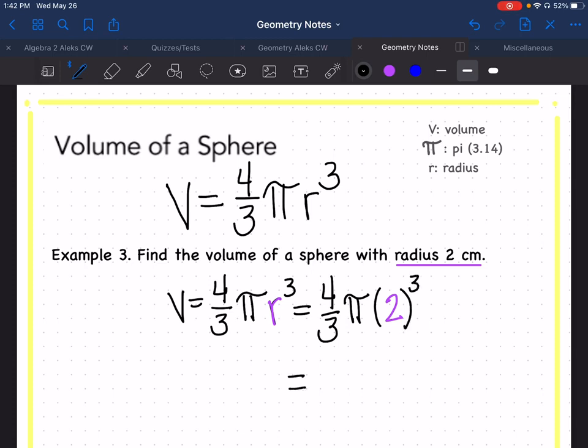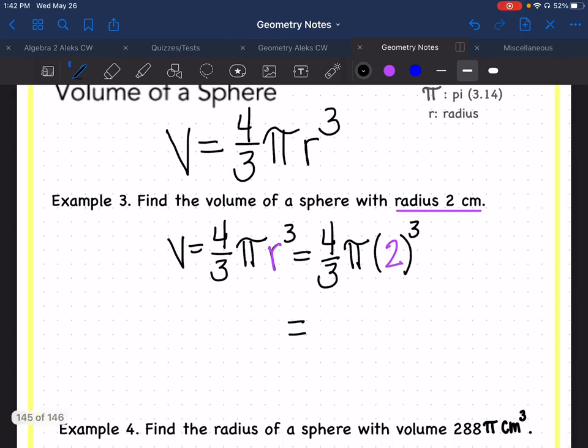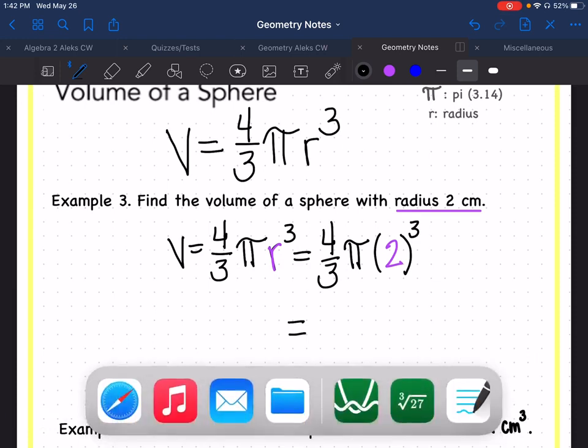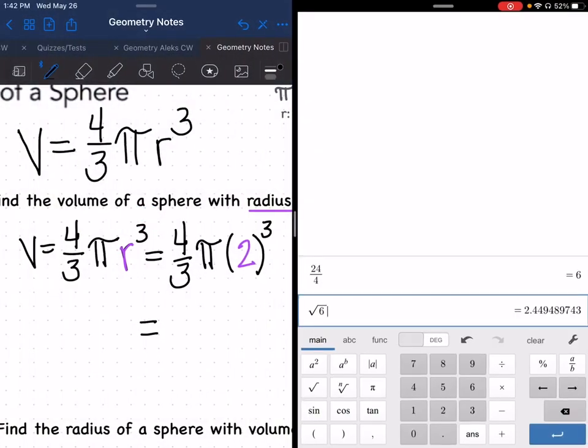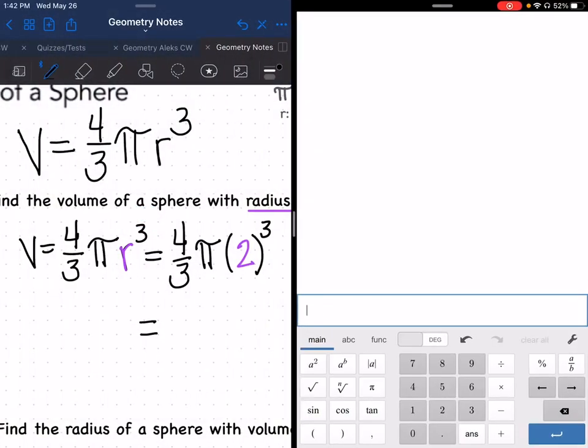All right, so once again, you could be asked to leave pi, leave in terms of pi, or you could be asked to use it as 3.14. So let me go ahead and show you that. I'm going to go ahead and clear all of that. I would put 4/3 in first. Oops, I want to go to the bottom. There we go. And then I would multiply that times 2 to the 3rd power.